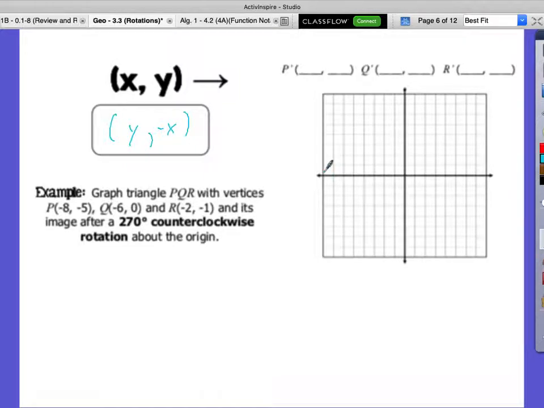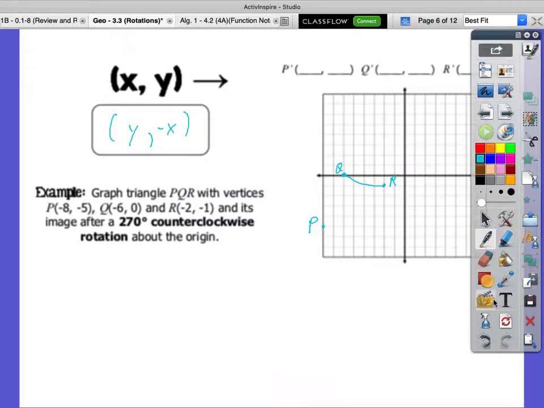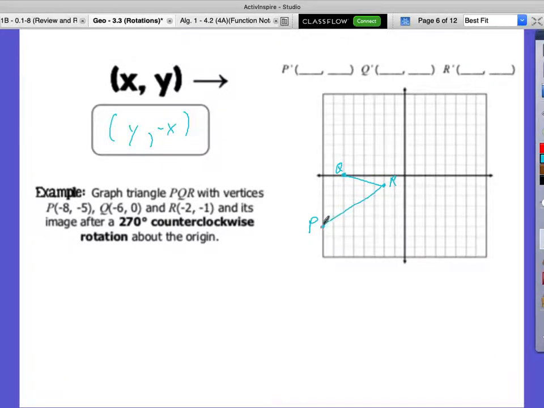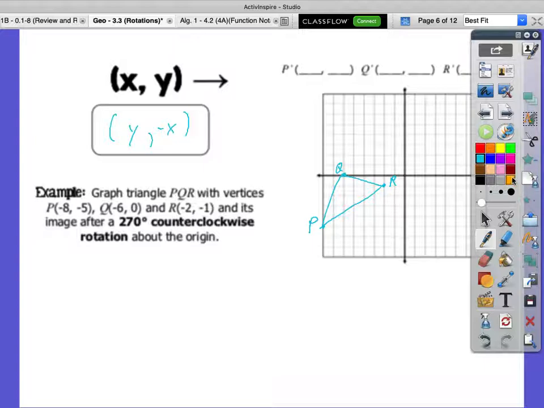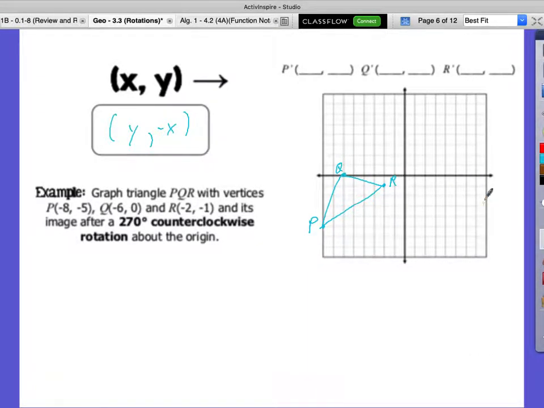P is (-8, -5). Q is (-6, 0). And R is (-2, -1). Now we're going to go 270 degrees counterclockwise about the origin. If we think about this before we do it, right now it's in the bottom left quadrant. Where do we think it's going to end up if we go 270 degrees around the origin? The one above it, the top left. It's going to end up here, okay?